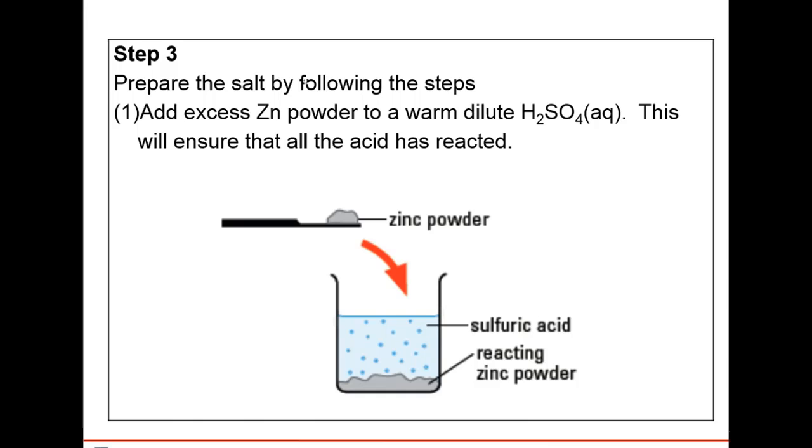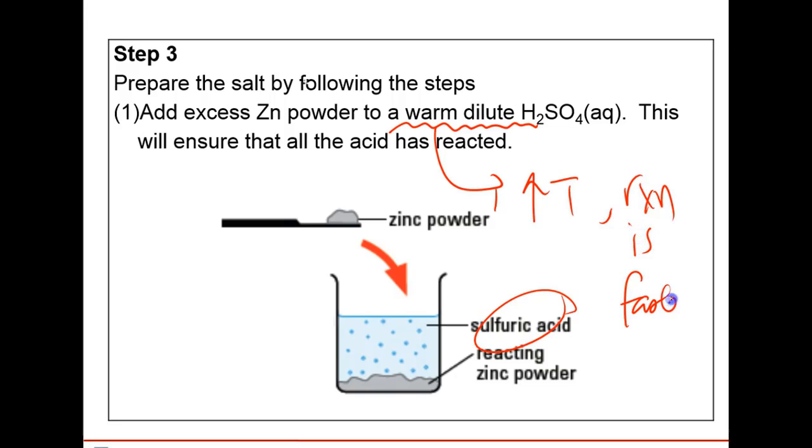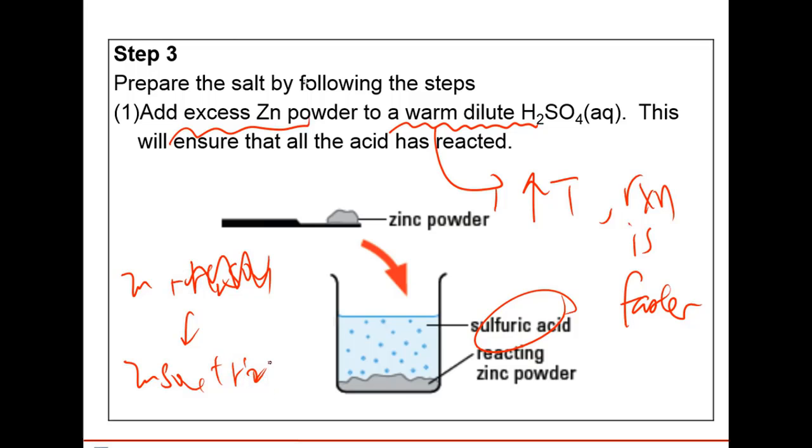So how do we prepare it? Very simple. We have a beaker containing sulfuric acid, and we simply add zinc powder, spoonful by spoonful, to a warm solution. Why warm? Because as you increase the temperature, the reaction proceeds faster, so we don't need to spend the whole day trying to make zinc react with sulfuric acid. We add excess zinc powder. Why excess? When we add excess zinc powder, we ensure that all the H2SO4 is completely reacted to give us zinc sulfate. So we get rid of all the H2SO4.